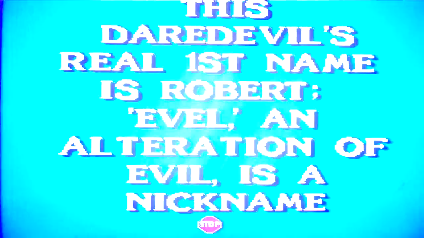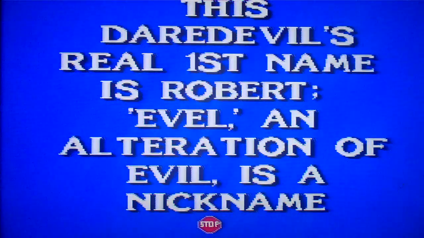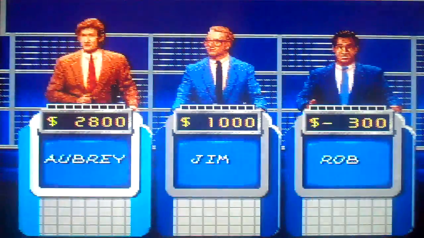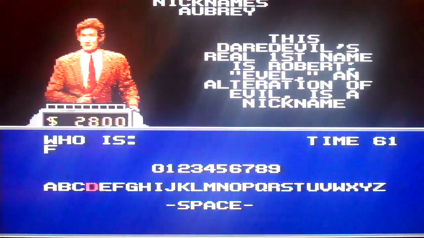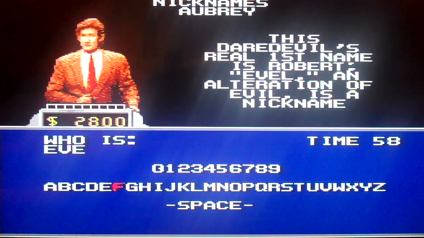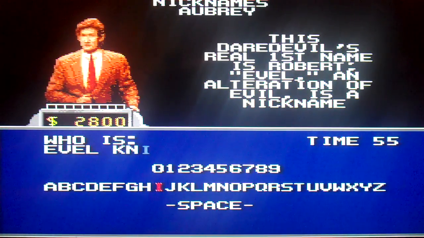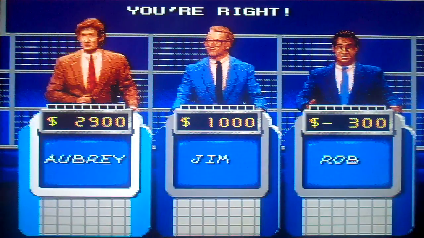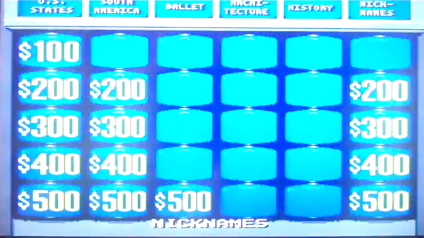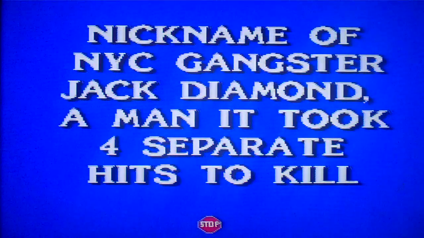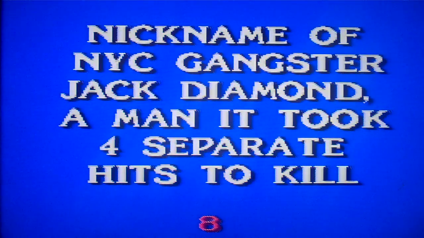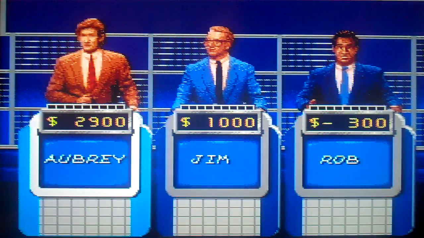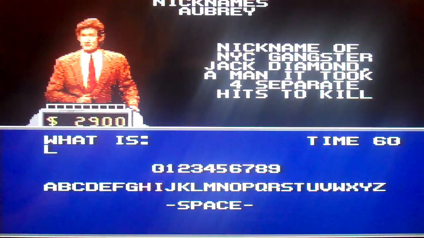Nicknames for 100. The answer is... This daredevil's real first name is Robert. Evel, an alteration of Evil, is a nickname. Who is Evel Knievel? I'll take nicknames for 200. The answer is... Nickname of New York City gangster Jack Diamond. A man who took 4 separate hits to kill. What is Legs?